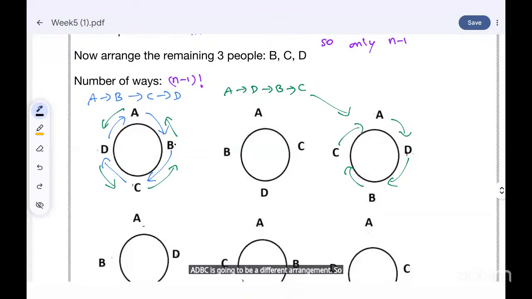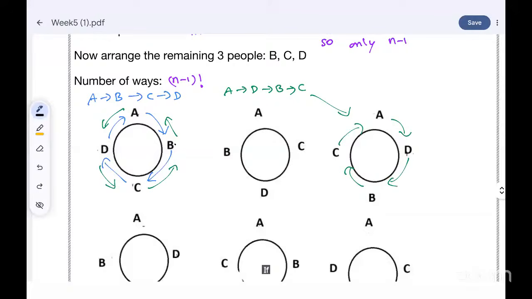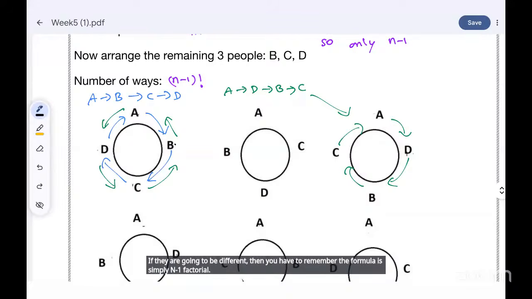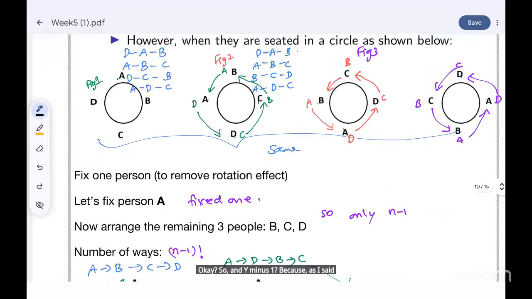So if clockwise and anti-clockwise are going to be different, then you have to remember the formula is simply n minus 1 factorial. Okay. And why minus 1? Because, as I said, why minus 1?